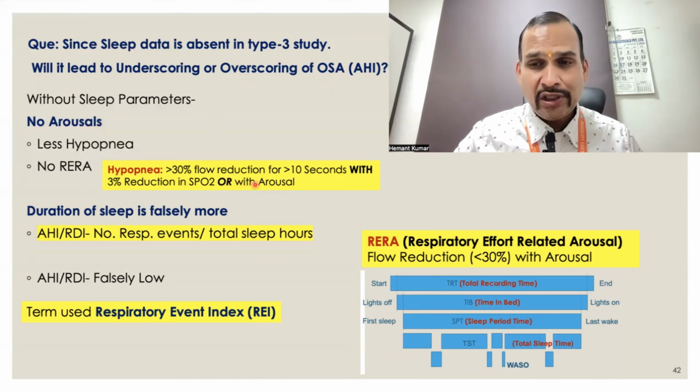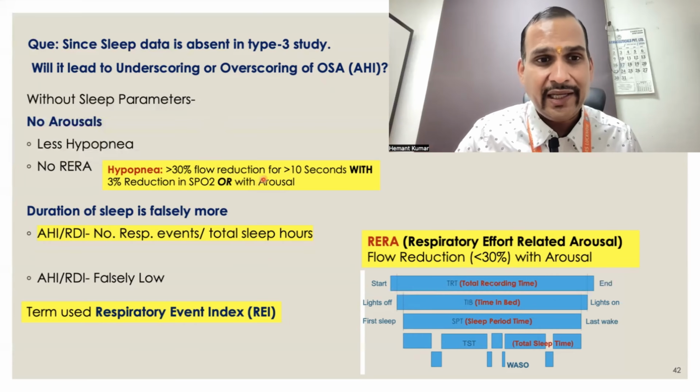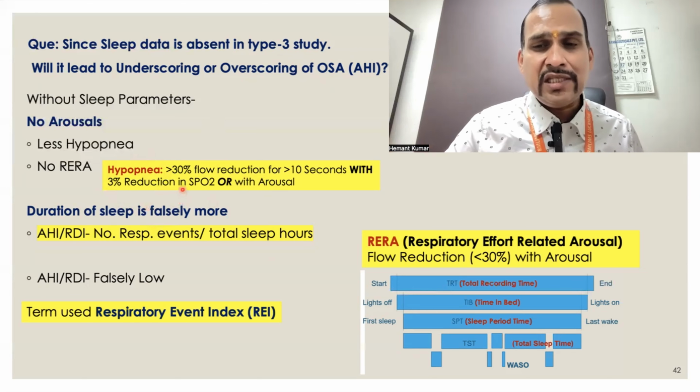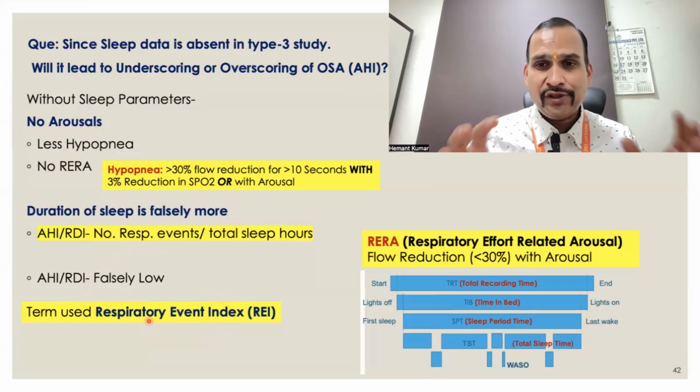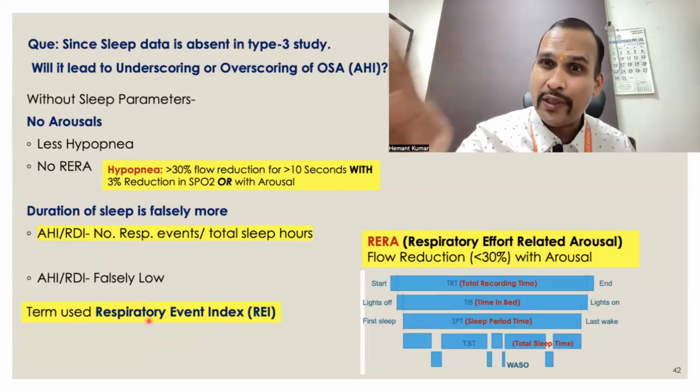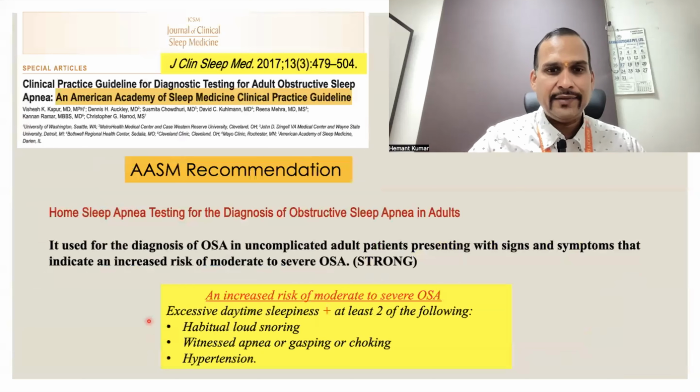Since there are no sleep parameters, we cannot identify arousals, right? We cannot identify hypopnea correctly. So instead of using apnea hypopnea index, we are using respiratory event index. There is an event, either apnea or hypopnea, but we are not able to define hypopnea. So the term used is respiratory event index rather than AHI, right? So it will falsely say that the patient is having low AHI.